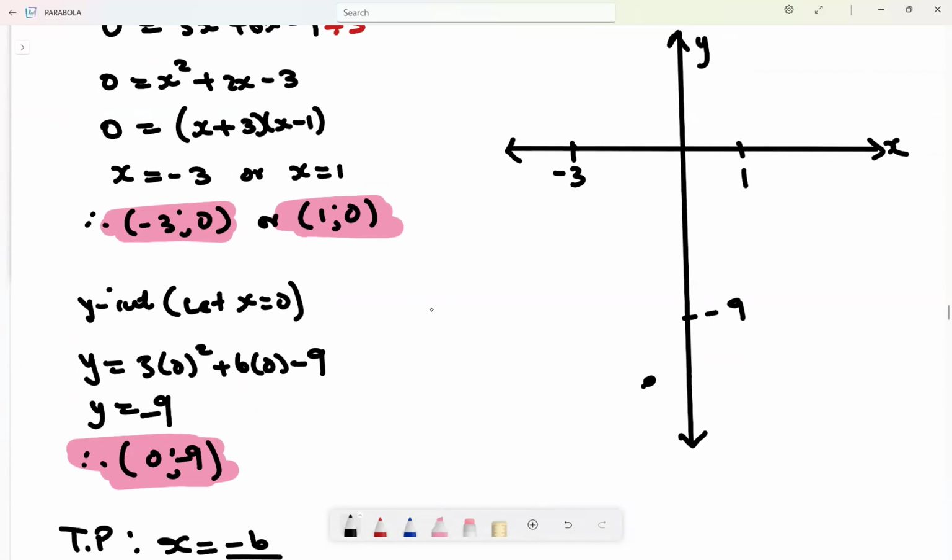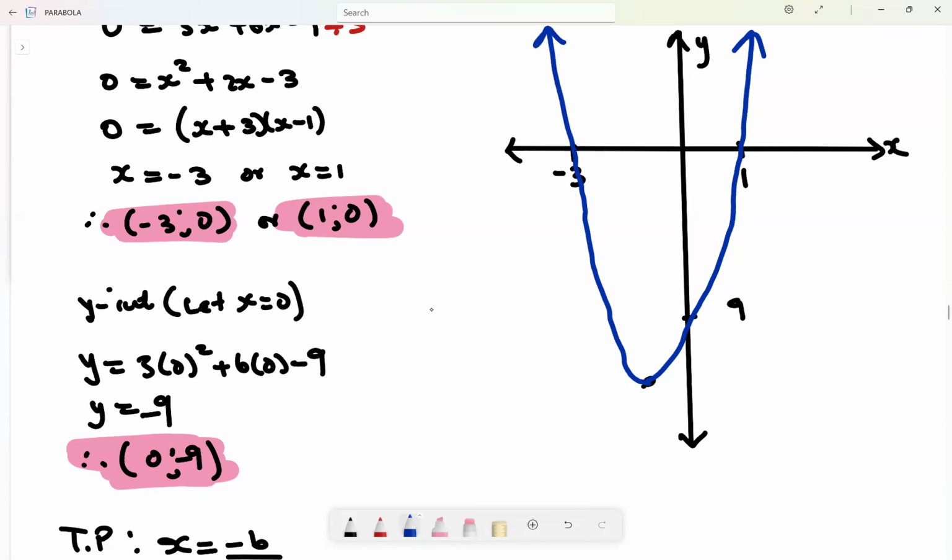Can you see now, me knowing the shape? My shape is supposed to be like this. The value of a is positive. So I might just take my thing and join. I have tried. Then you need to show us the coordinates of the turning point. Remember, it is -1 and -12. You just need to show us.